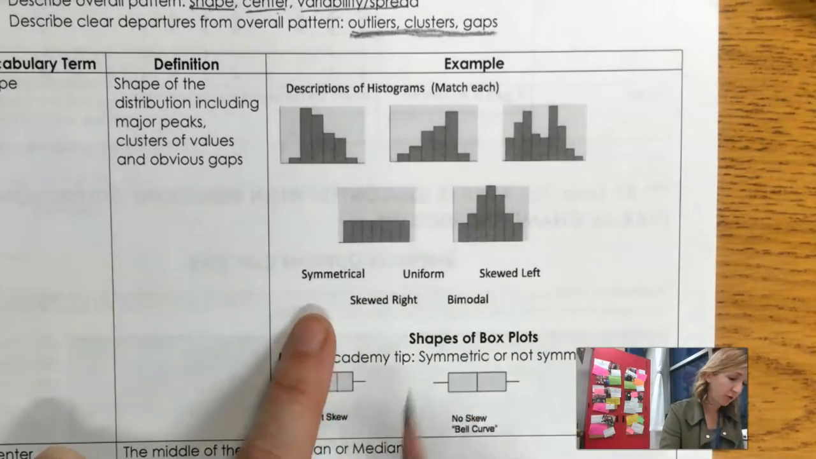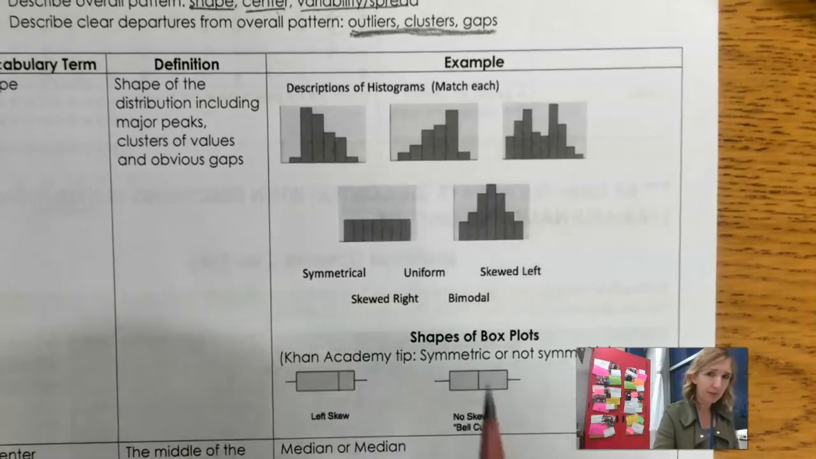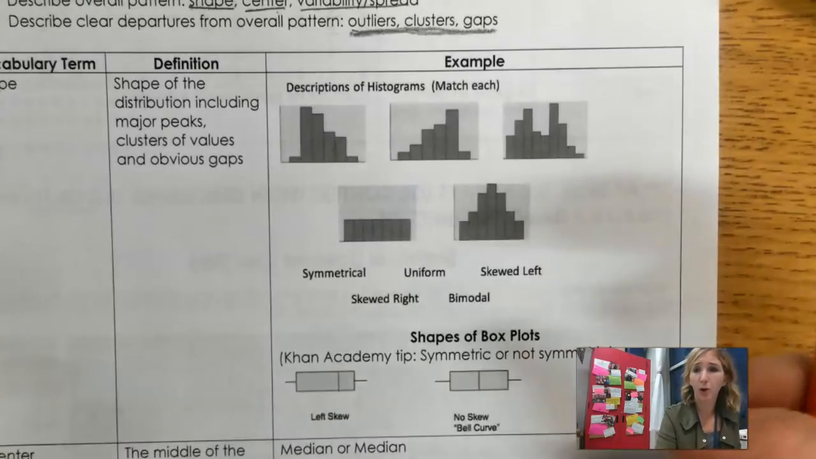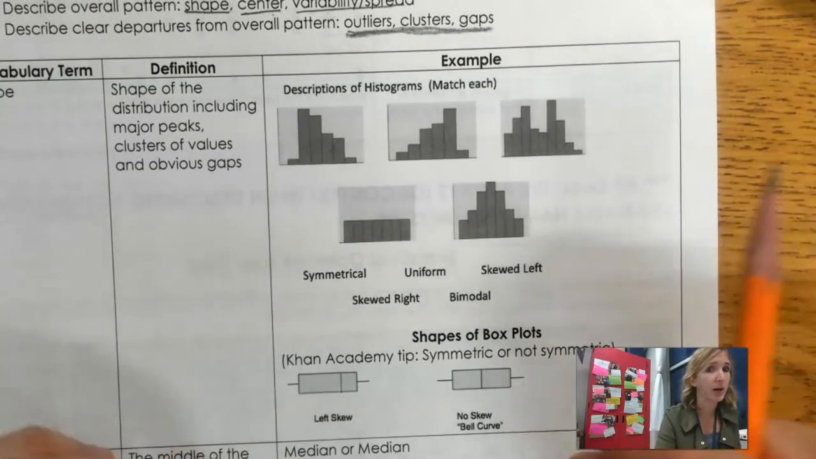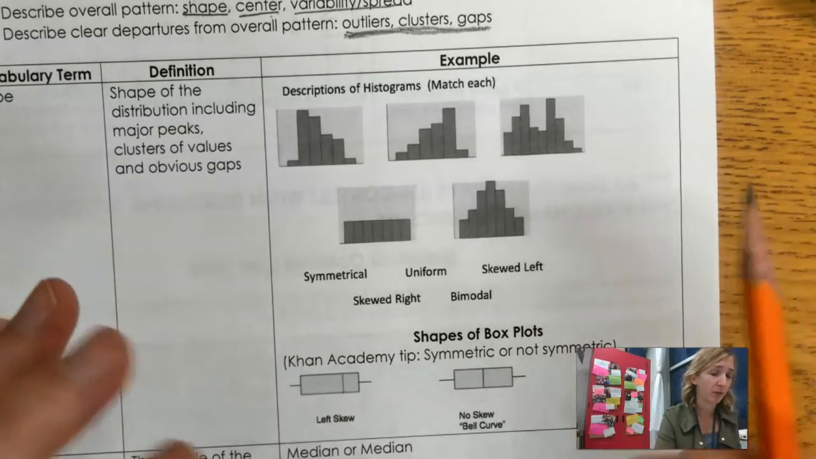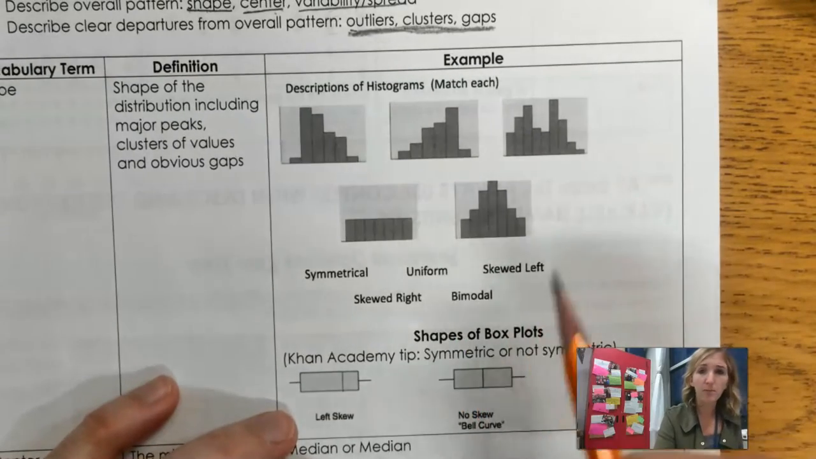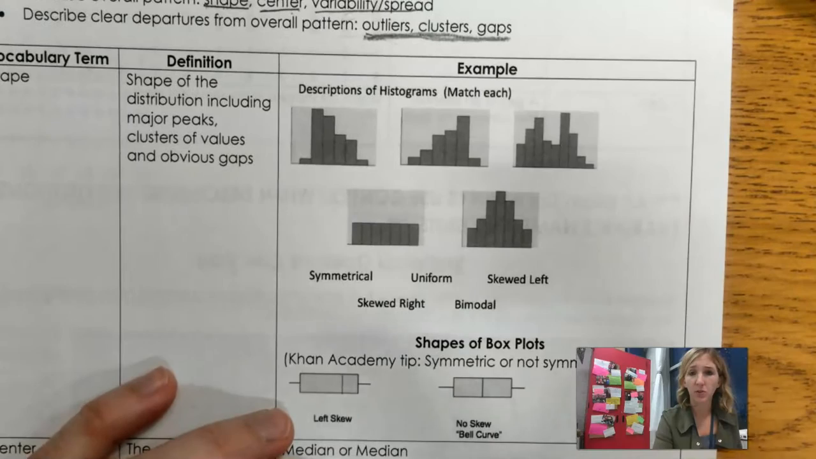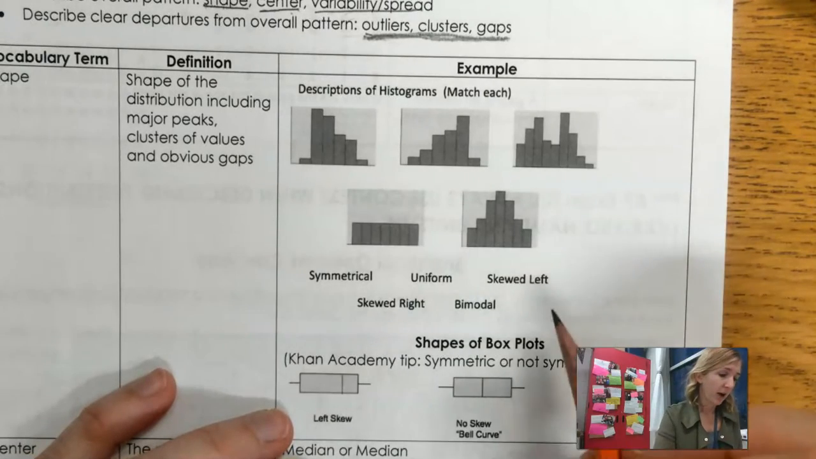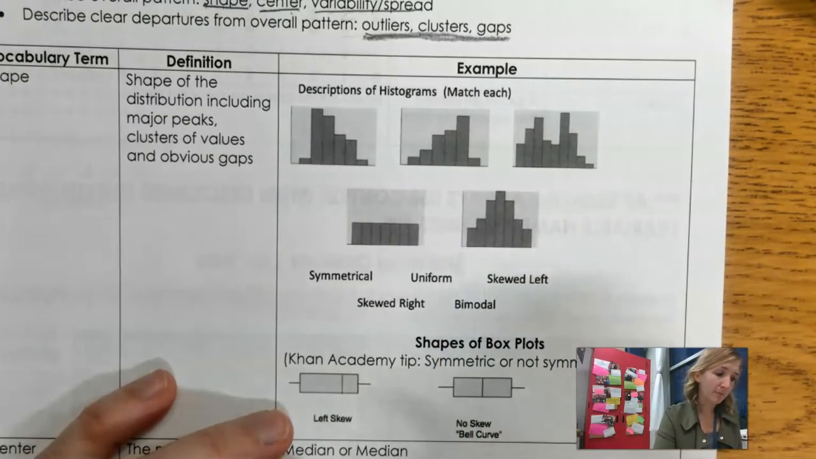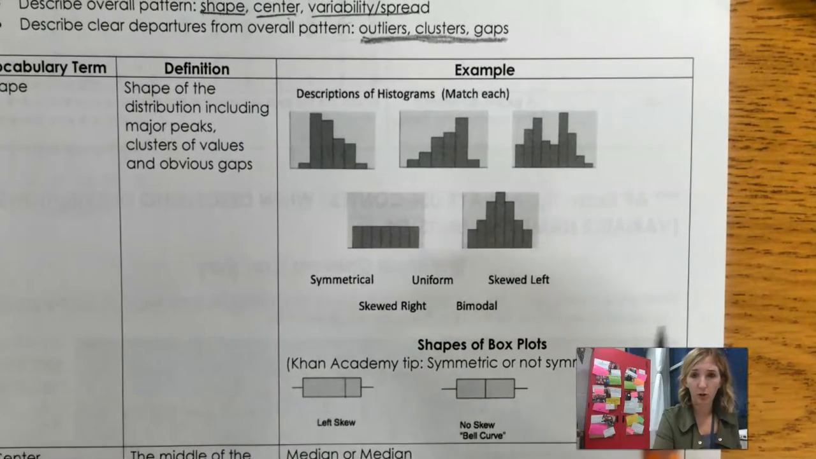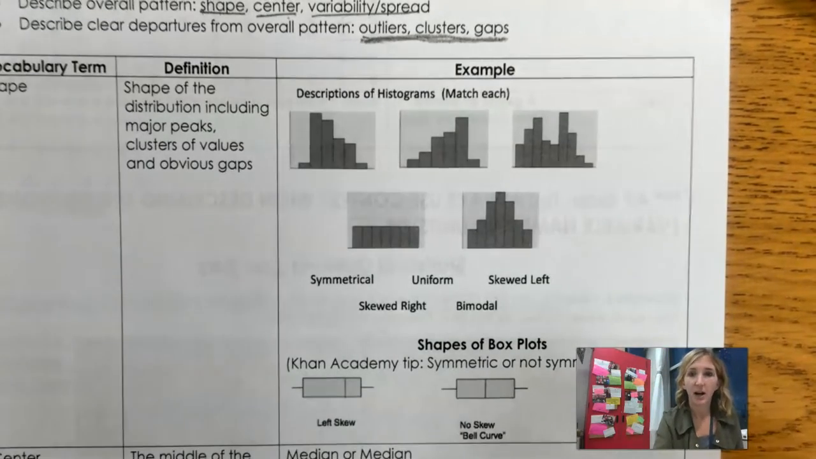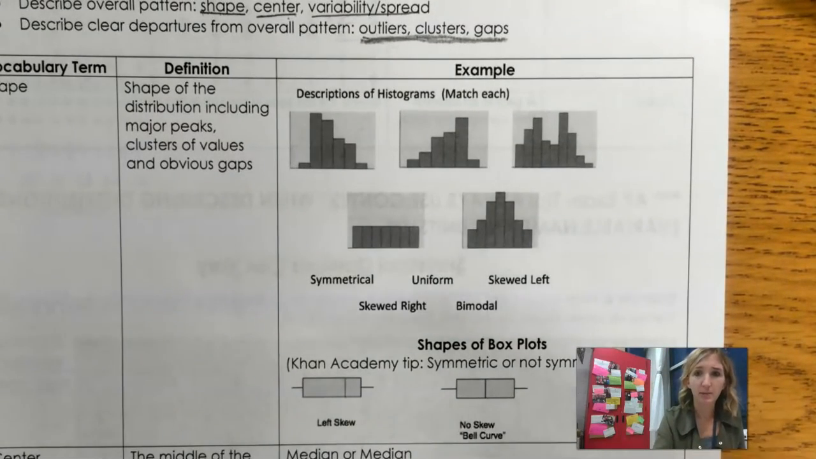Symmetrical means if I draw a line right in the center, both sides would look approximately the same, roughly the same. It does not have to be perfect, it's just roughly symmetrical. Uniform means that all of the bars are about the same height. All right, skewed left and skewed right means that it's skewed a certain direction, but it's not what you think. It's whatever direction the tail goes into. So we'll talk about that in a minute. And then bimodal means 2 peaks.